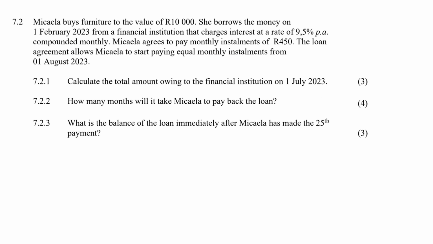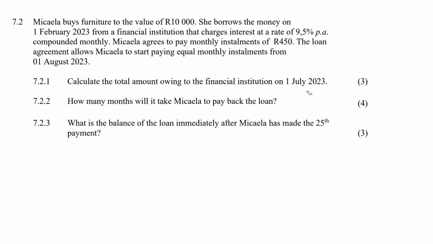Michaela buys furniture to the value of 10,000 Rand. She borrows the money on 1 February from a financial institution that charges that interest rate compounded monthly. Michaela agrees to pay monthly installments of 450. The loan allows Michaela to start paying equal monthly installments from 1 August. Calculate the total amount owing to the financial institution on 1 July.